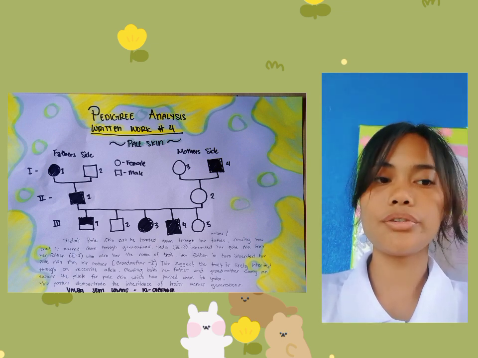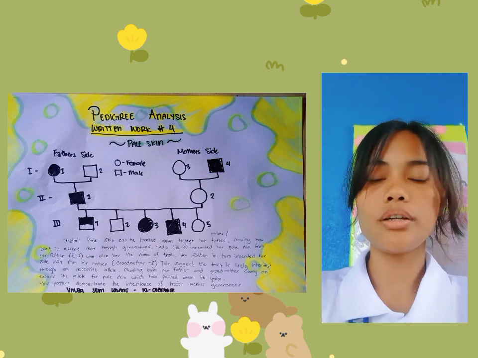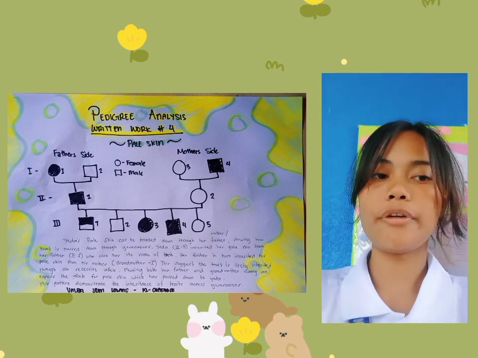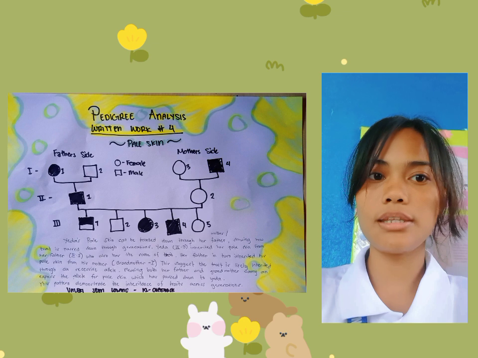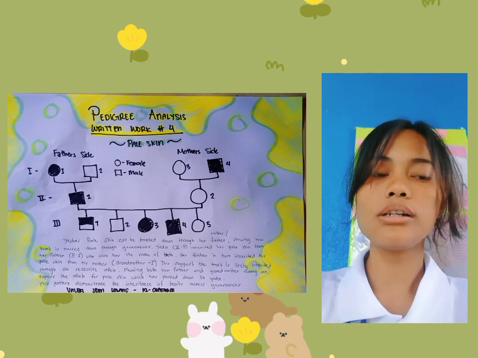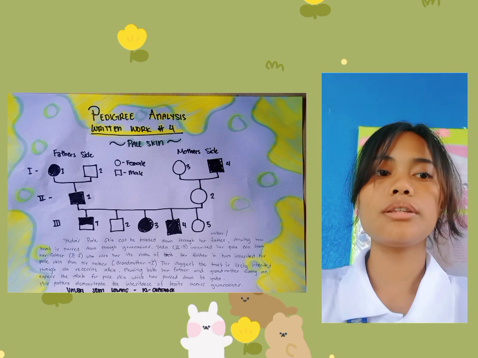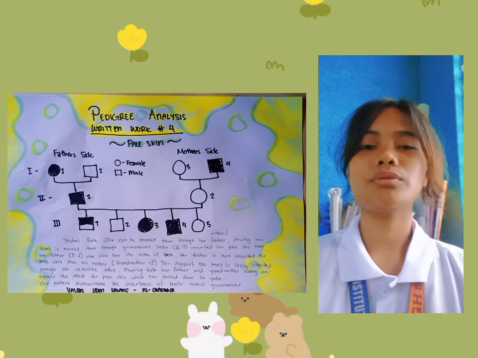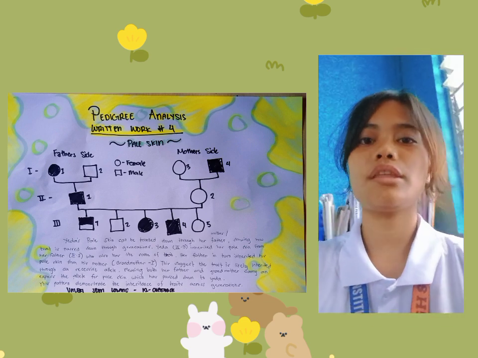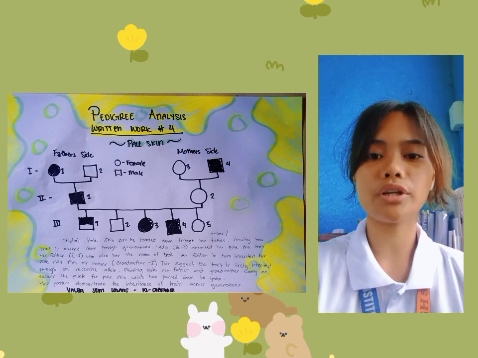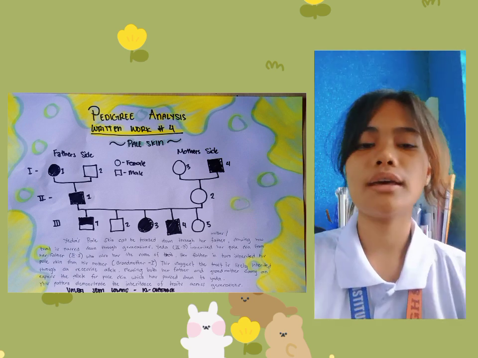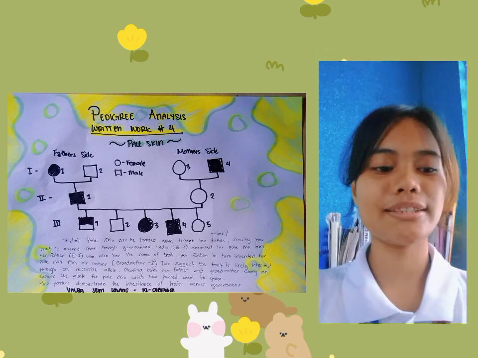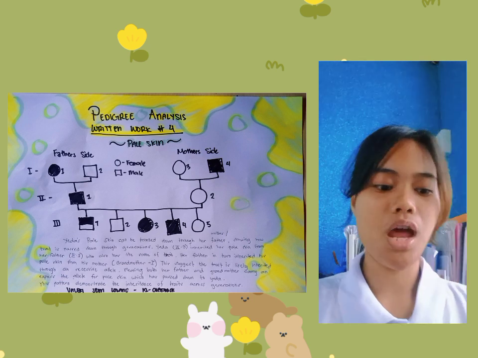Then the second generation, which is Yada's mother and father. So her father is affected by the pale skin, while her mother isn't. Then that means that Yada's father is either homozygous dominant or heterozygous dominant, and her mother is homozygous recessive. The next is the third generation.